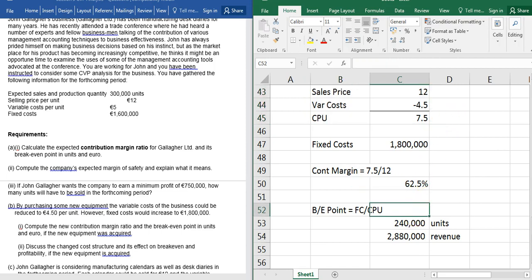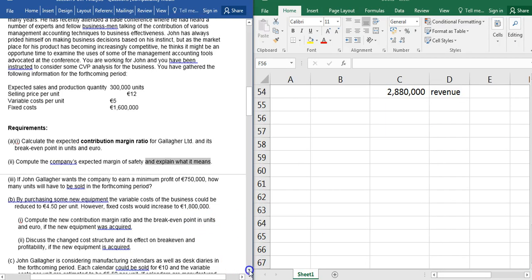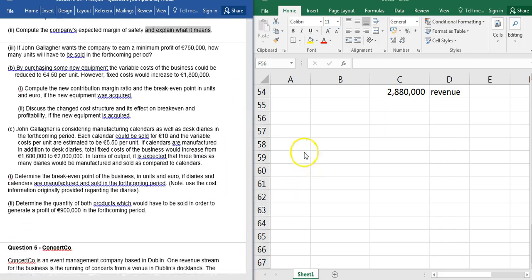Right, so that answers your B, parts 1 and 2, computed, and then there's an element of discussion around operating leverage and the impact on break even. This has increased the break even from 228,000 units up to 240,000. And the last part in this question then is part C, which is a tricky enough one. So don't cover part C until you've done multi-product break even.